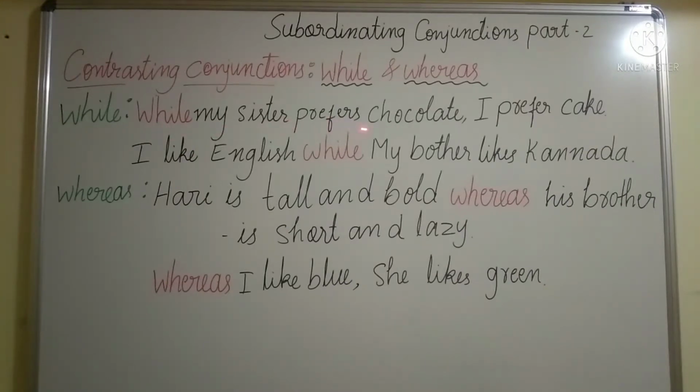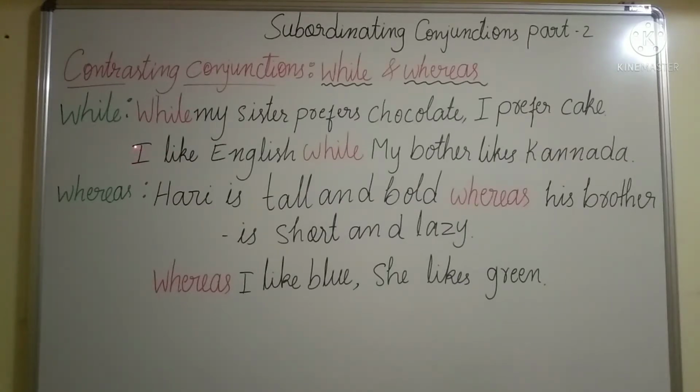While my sister prefers chocolate, here "my sister prefers" means she likes chocolates. I like cake. It means I prefer cake. So here this shows the contrast between two clauses. In such a situation, I will use the subordinating conjunction while.